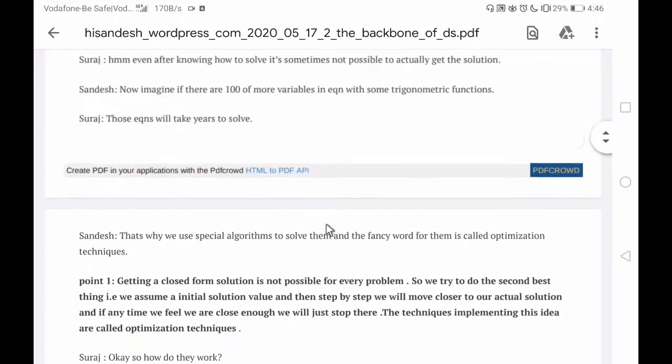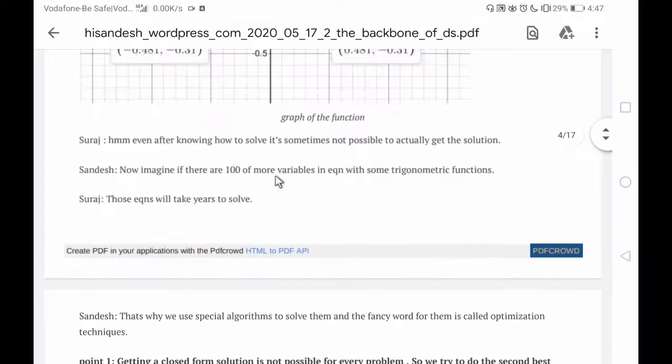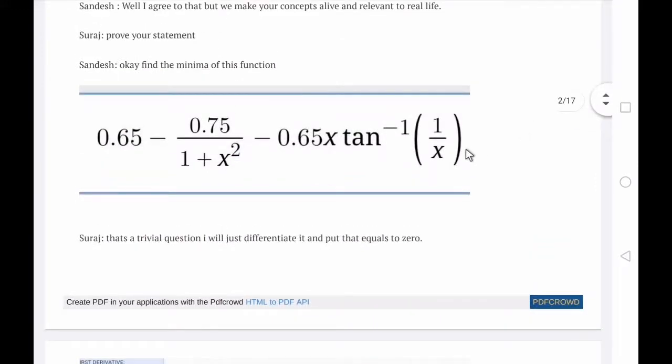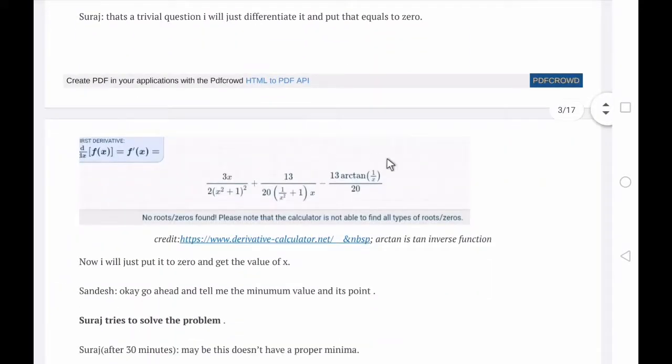So the first question that came to our mind is, what are optimization techniques? Let me show you through an example. Let's say I want to find the minimum value of this function. So I will differentiate this function. This is what I will get if I differentiate this function, and I will equate it to 0. Now getting the solution of that equation is very difficult.